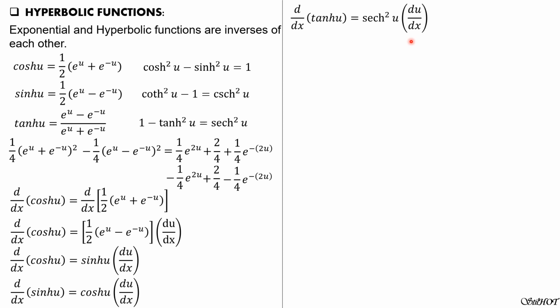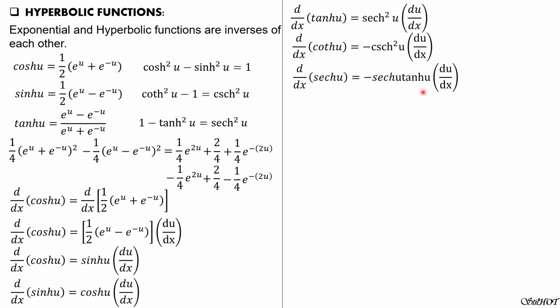Then the derivative of cotangent hyperbolic of u is the same as in trigonometry, negative cosecant hyperbolic square of u du dx. The derivative of secant hyperbolic of u is negative secant hyperbolic of u tangent hyperbolic of u du dx.